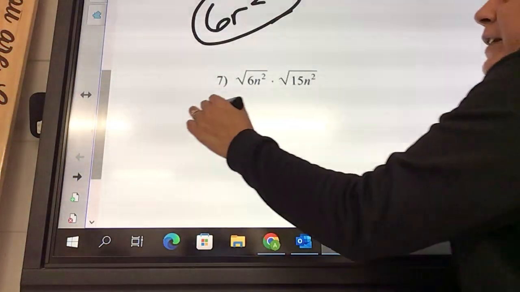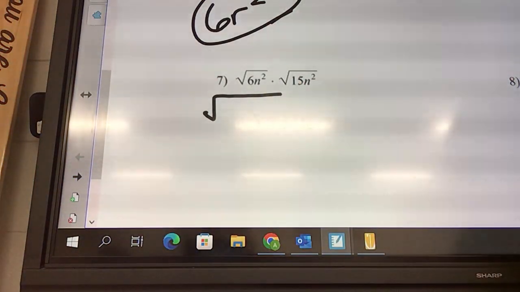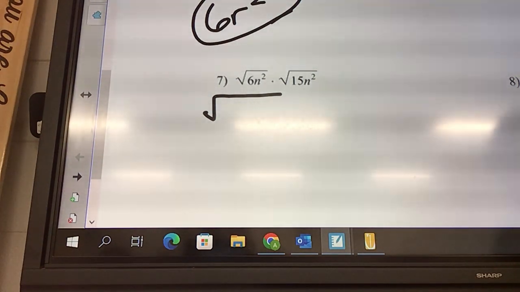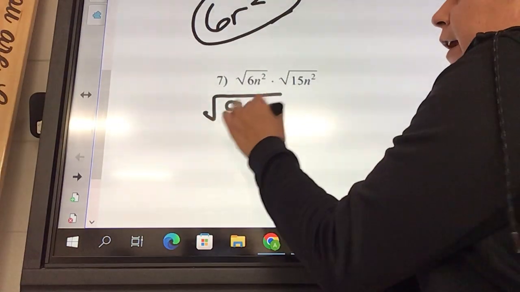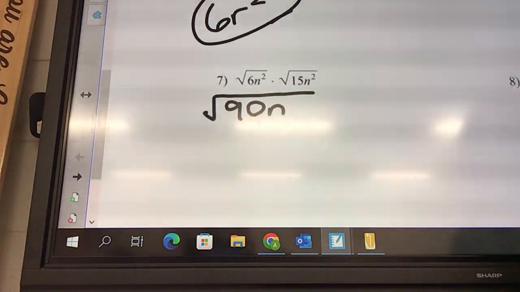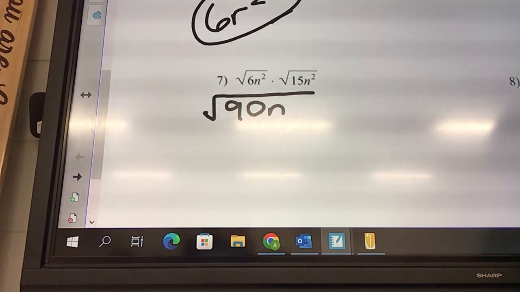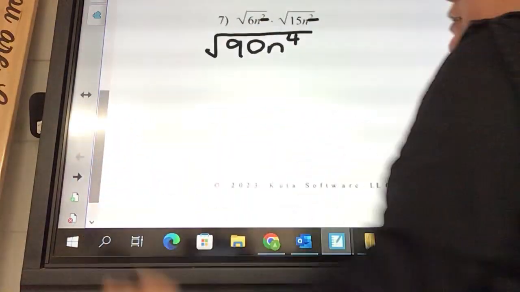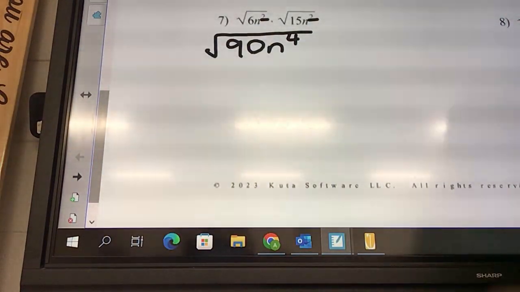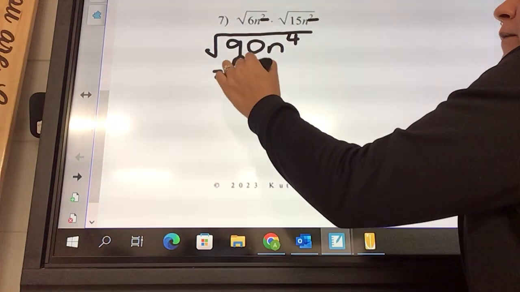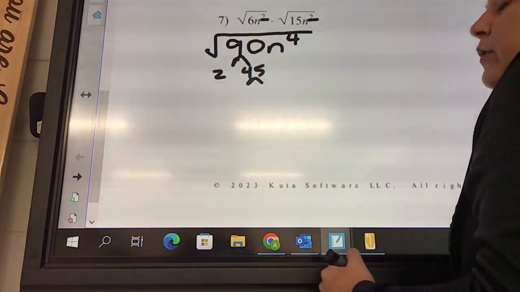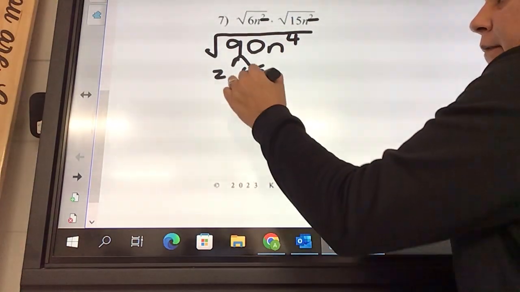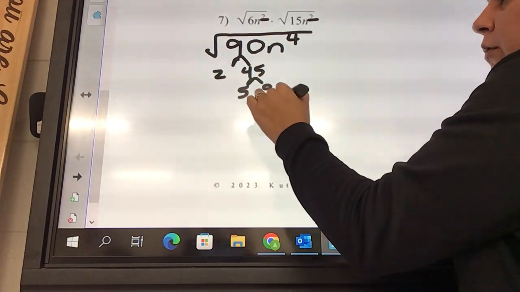Look at 7. What is 6 times 15? 90. Okay, n to the what? What's my n going to be? 4, because we add this one plus this one. So n to the 4th. Then what are some factors of 90? 2 and 45. You can say 5 and 9, 3 and 3.